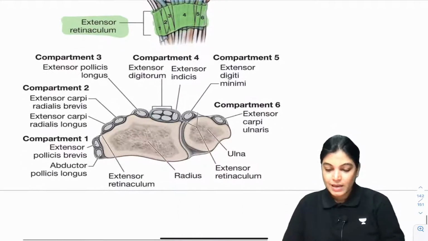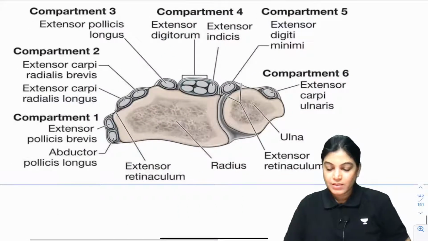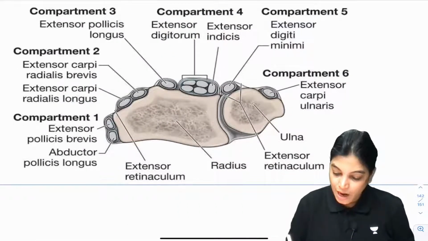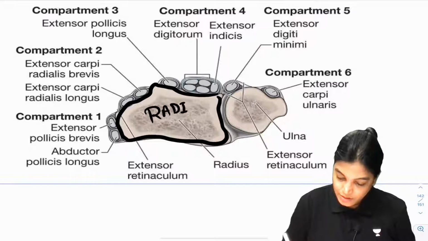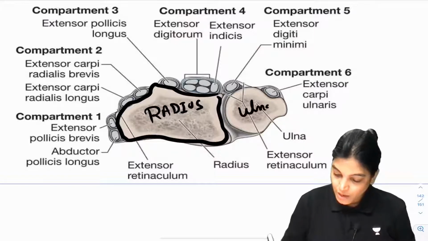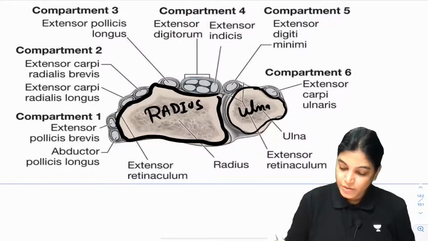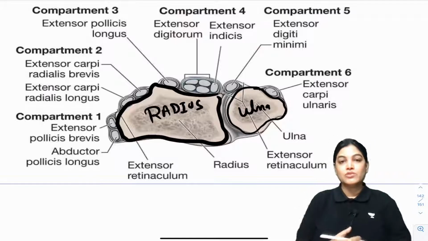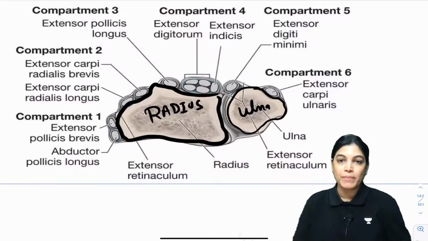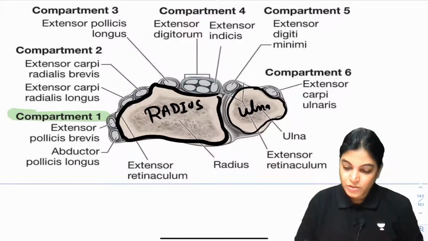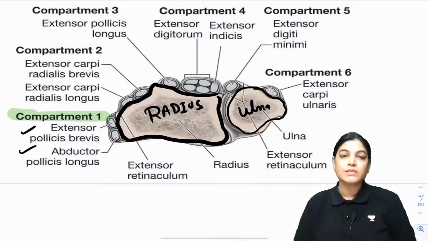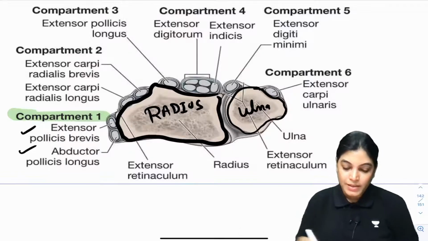You can see here these are the compartments. This is the radius bone and this is the ulnar bone, and on the dorsal aspect you can see 6 compartments, and the structures passing through the individual compartments have been shown here. Through the first compartment, the structures traversing are extensor pollicis brevis and abductor pollicis longus.